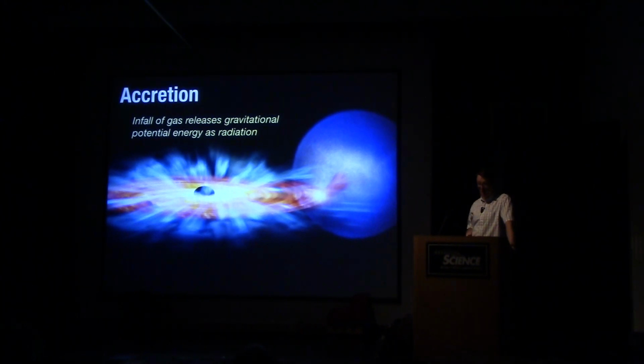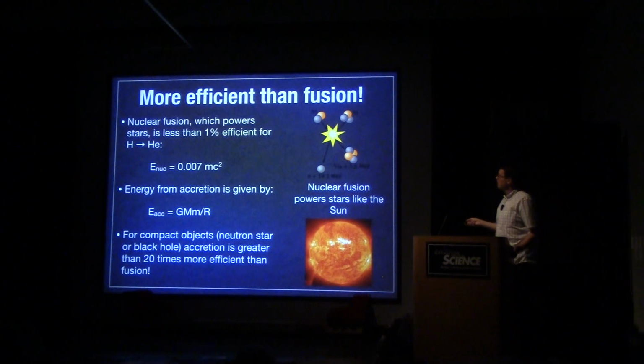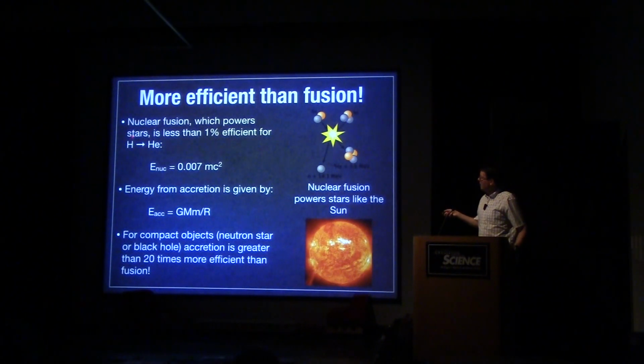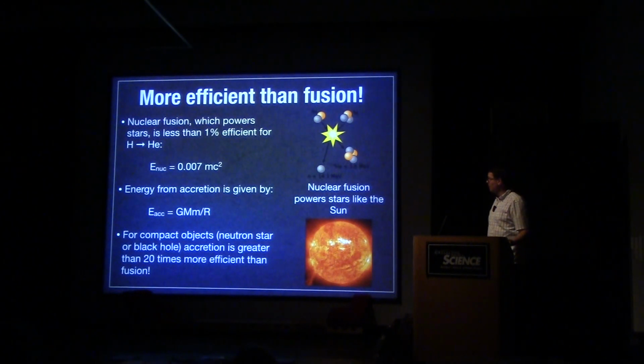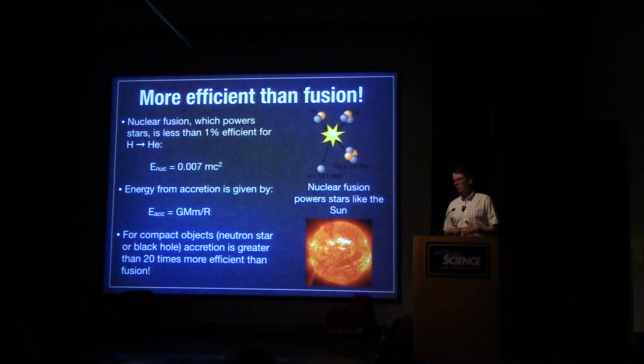So nuclear fusion, which powers stars, is less than 1% efficient. In the sun, we have hydrogen going to helium, and we end up getting 0.7% of the energy back. That's how efficient that process is. We can do this in terms of what energy we get out from material falling into a black hole. And in fact, it turns out to be about 20 times more efficient than nuclear fusion, right? So this is a really efficient way of producing light. So things falling into black holes turn out to be some of the brightest objects in the sky in terms of their luminosity.